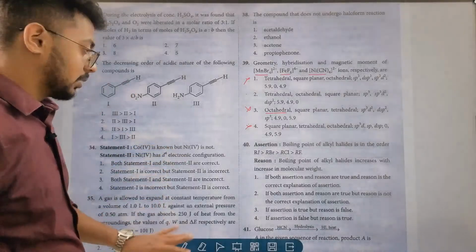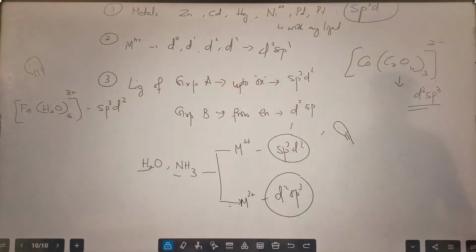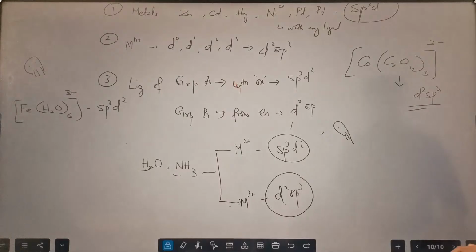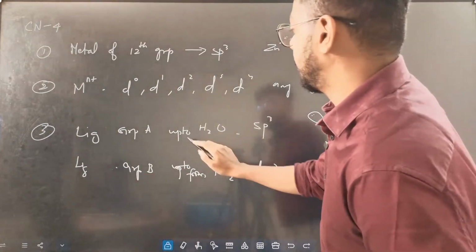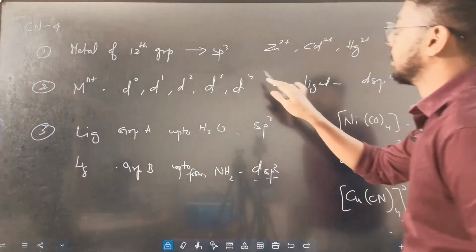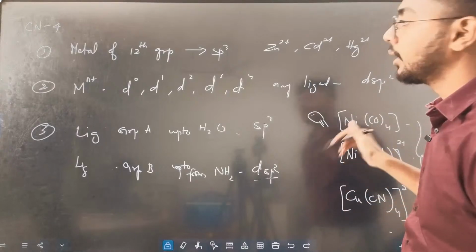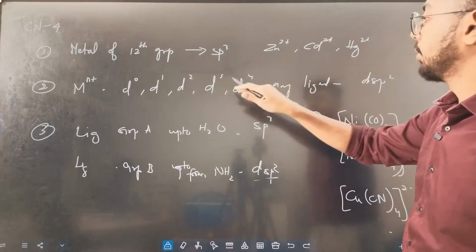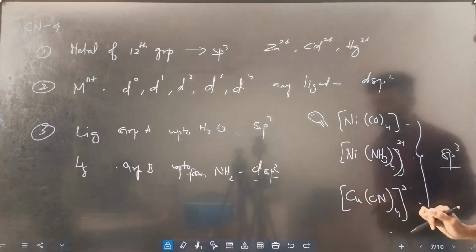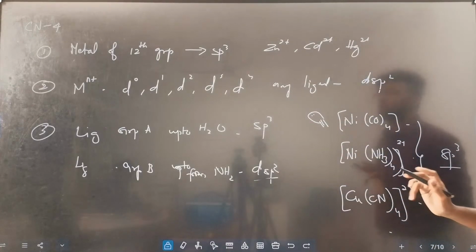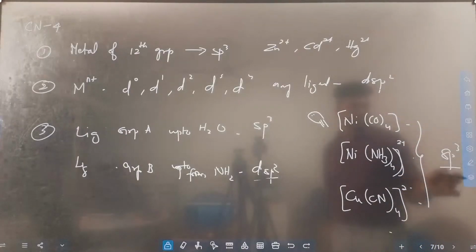See, up to water, it is sp3 hybridized. First we have to look whether it is a 12th group element. No, it is not 12th group because it is MnBr4, right? Whether it is coming in d0, d1, d2, d3, d4, with any ligand, it should be dsp2. So manganese Mn2 positive, that is d5.